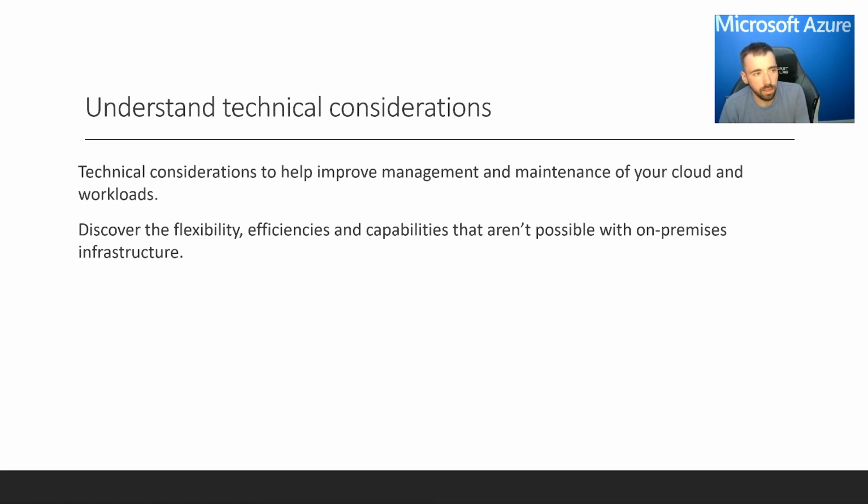We then have understanding technical considerations. Another fundamental shift is the technical nature of the cloud in comparison to an on-premises environment. These are technical considerations to help improve management and maintenance of the cloud and workloads. It's fundamentally different in the flexibility, efficiencies and capabilities that aren't possible with on-premises infrastructure. And we need to consider how we approach this, because it's going to be different from what people in the organisation are used to.